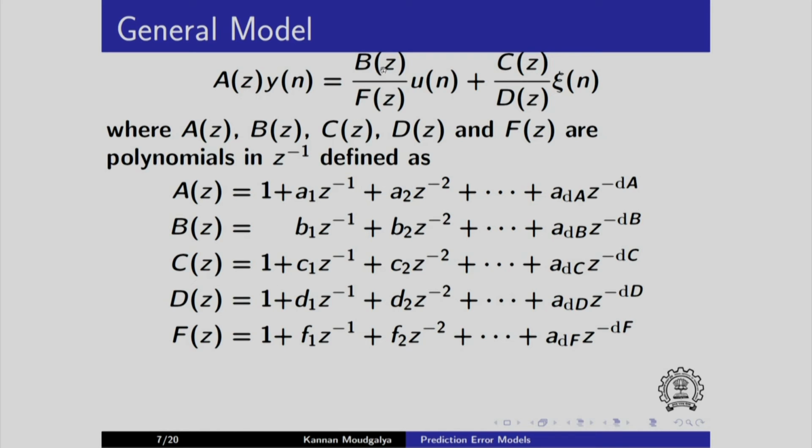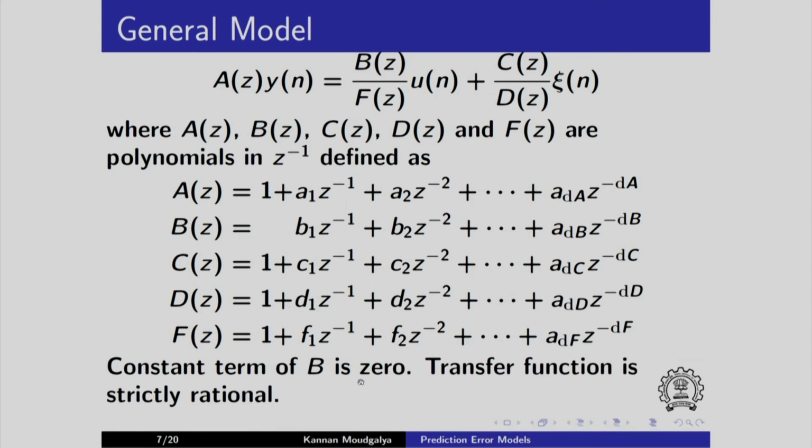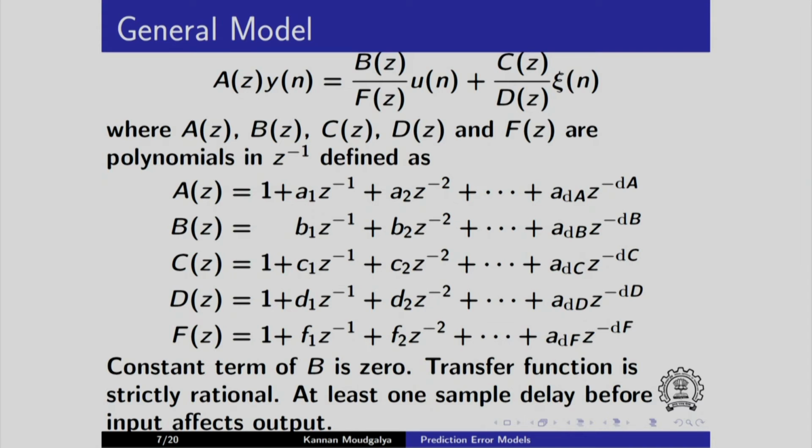That is, there is at least one delay here. So the constant term of B is 0. So the plant transfer function is strictly rational, and there is at least one sample delay before the input affects the output.